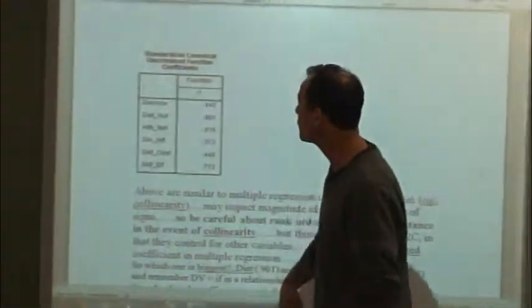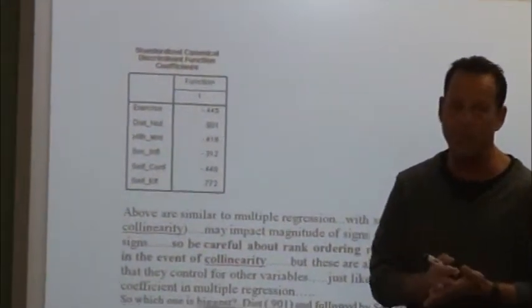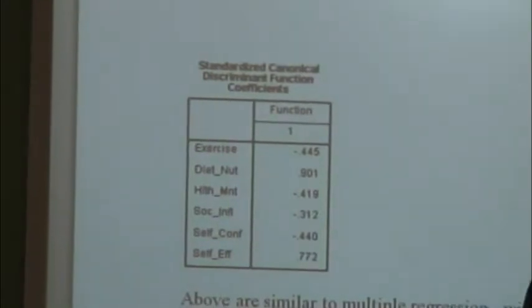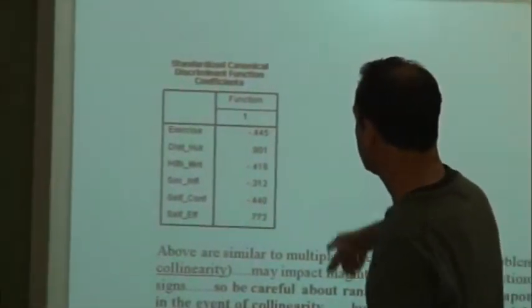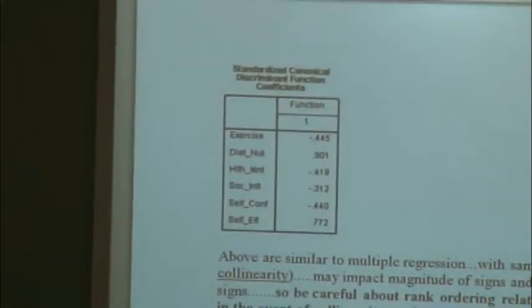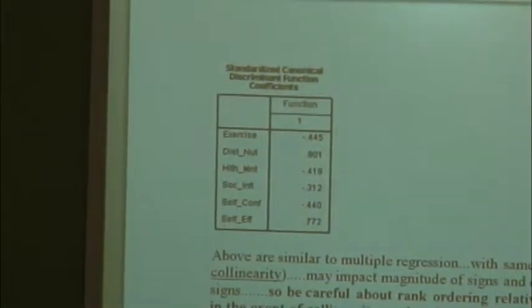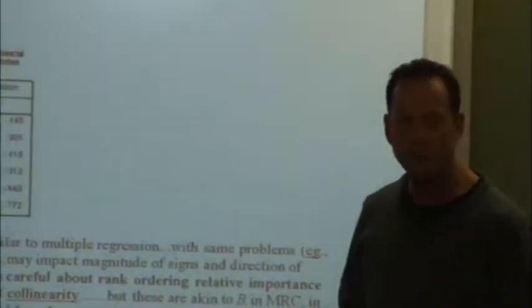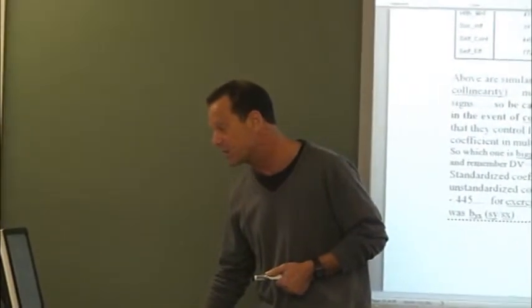So similar to multiple regression, these are standardized coefficients, and of course there's going to be collinearity. And as you remember from 6022, when there's collinearity, be very careful about rank ordering standardized coefficients. That being said, which one is the biggest one? Diet. What's the second biggest? Self-efficacy. Yes, exactly. So right now, those may do the best job of leading to between group separation. But be careful about rank ordering importance in the event of collinearity. So we see diet and self-efficacy are the highest.